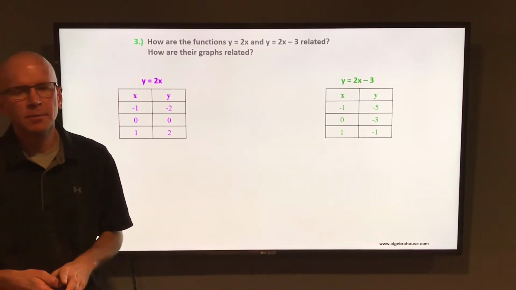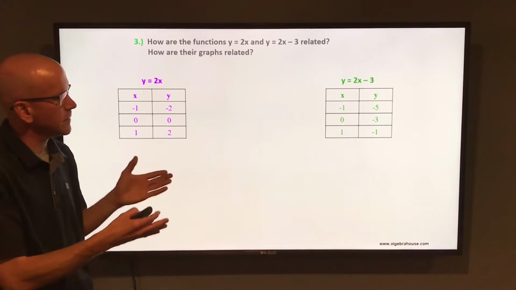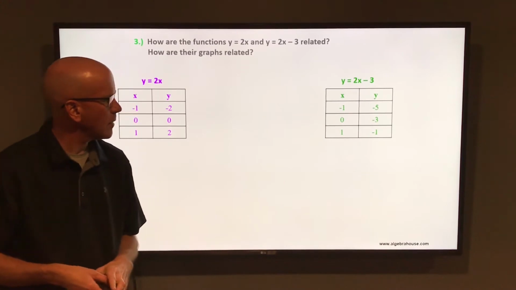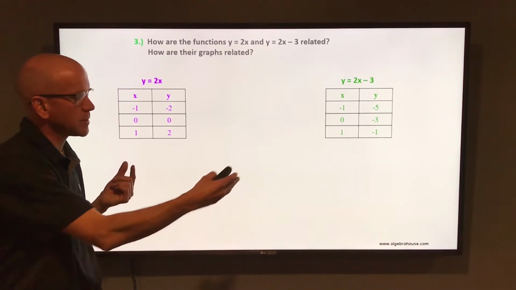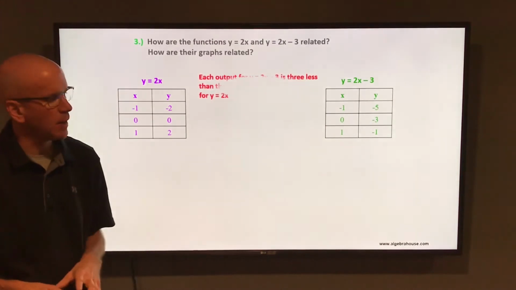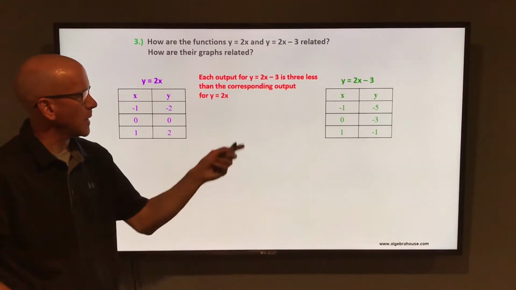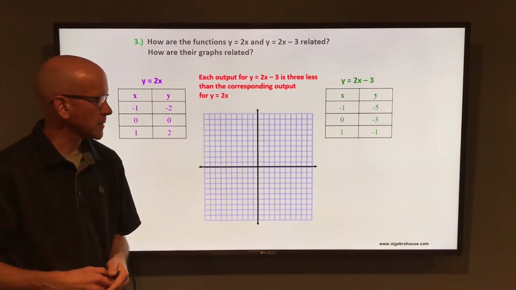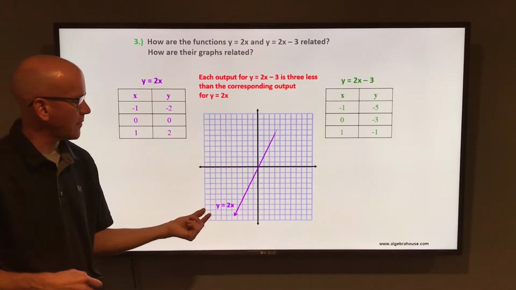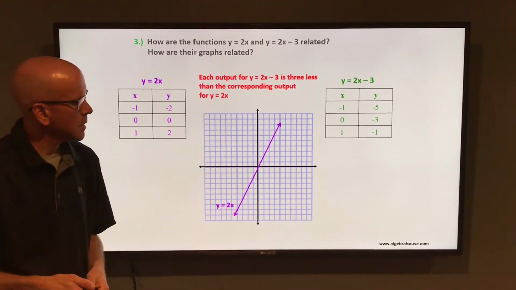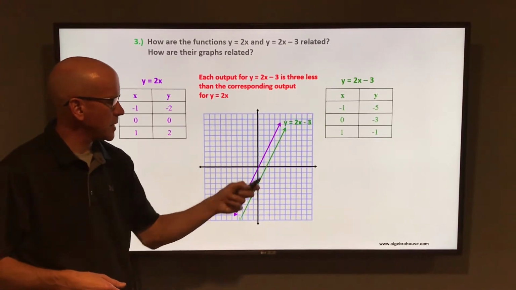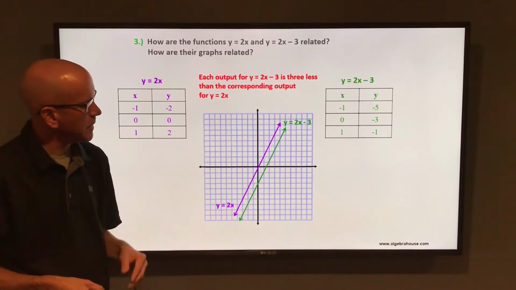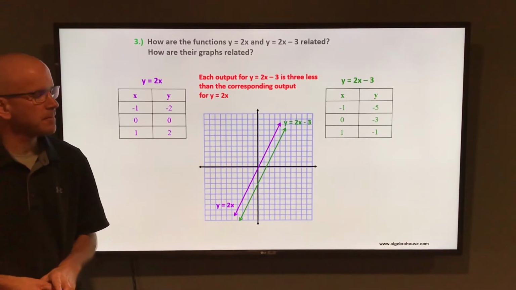So you can imagine what's going to happen to the graph without even seeing the graph. If the y values are each shifted down 3 units and the x values aren't changing, the graph will be shifted down 3 units. So each output for y equals 2x minus 3 is 3 less than the corresponding output for y equals 2x. And you can see that on the graph. The graph of y equals 2x is this purple line, and the graph of y equals 2x minus 3 is the green line. You can see from the purple line to the green line, it is shifted down 3 units.